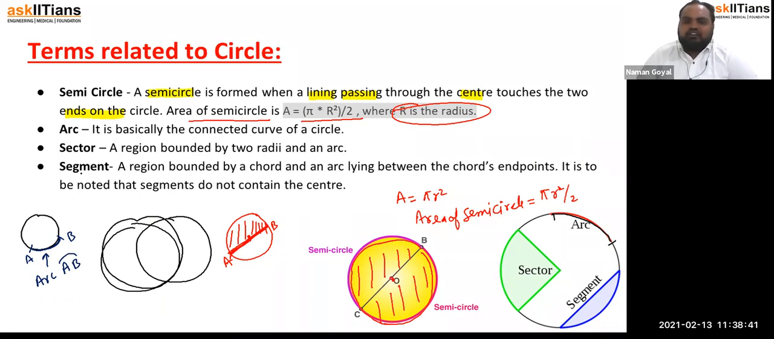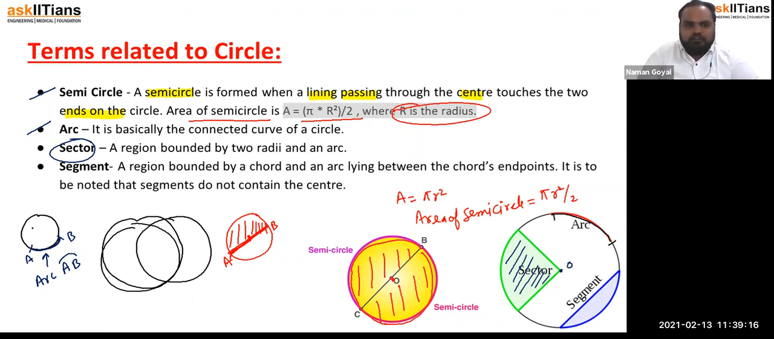Now what is a sector? If you see a pizza in real life, the complete pizza is in the shape of a circle, and a slice of that pizza is in the shape of a sector of a circle. We learned about semicircle, we learned about arc. Now it's time for sector. So if you see, this is the complete circle and this is the center of that circle, so that part is a sector. For every circle there are two types of sectors.